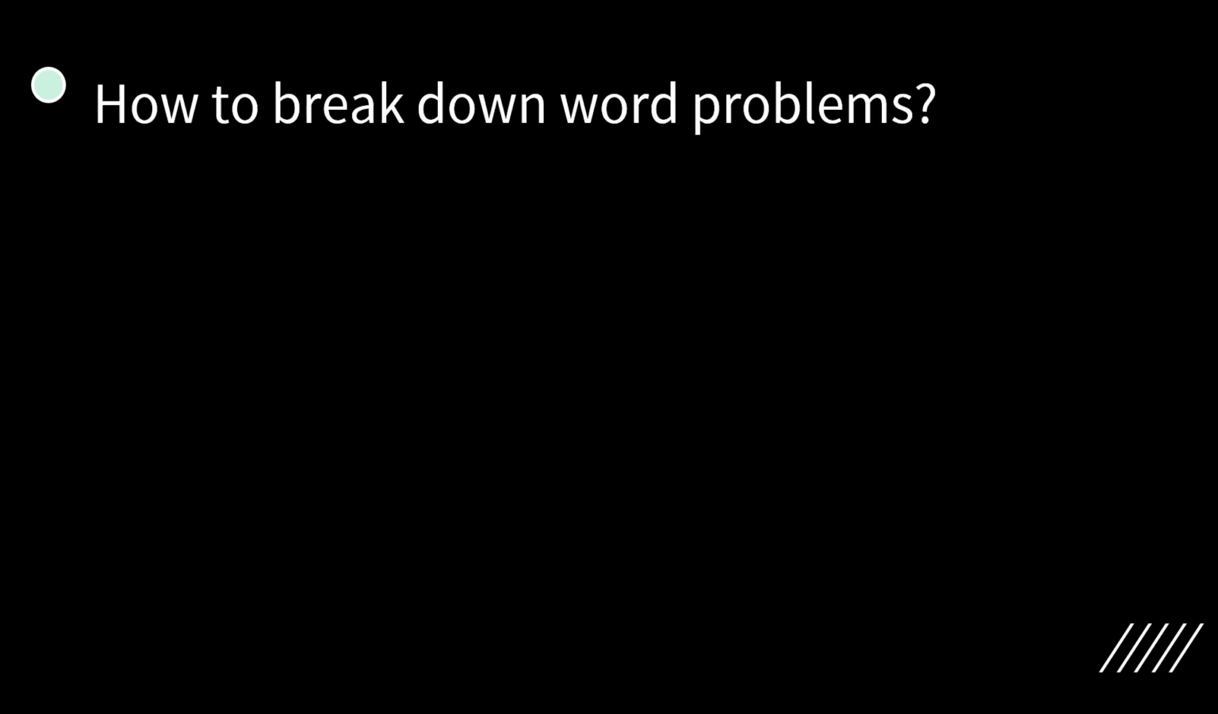So how do we break down word problems? We already did this in our previous lesson. So what is the first thing we do? First, we read the problem. We read it again and we read it carefully. Why do we do this? Because most of the time we make mistakes because we did not read the problem carefully. So always read the problem again and again and read it carefully.